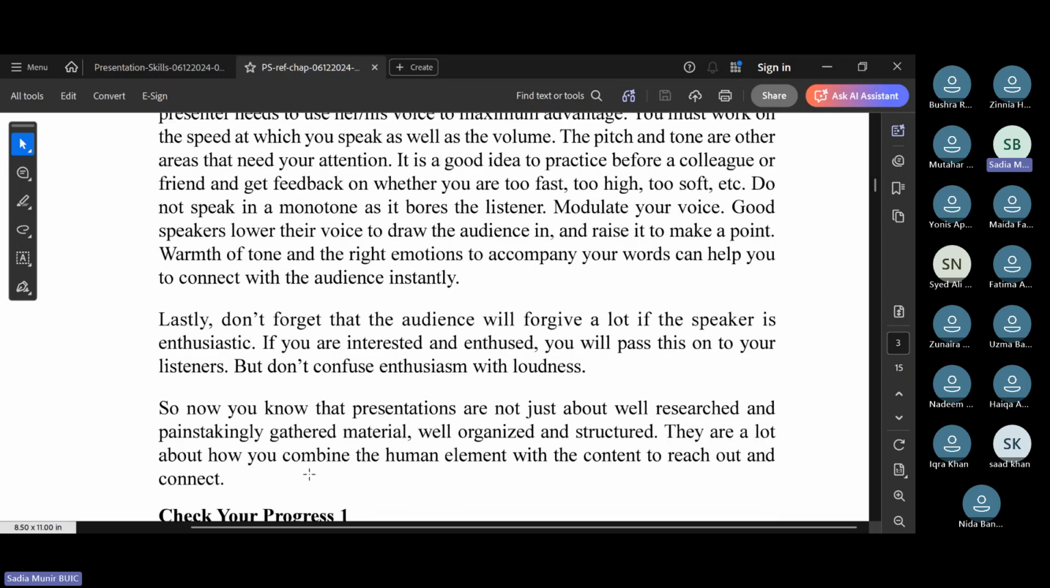Lastly, do not forget the audience will forgive a lot if the speaker is enthusiastic. If you're interested and enthused, you will pass this on, and the listeners would be interested in you. But if you're too loud or dull, जैसे उस दिन एक बच्चा प्रेजेंटेशन दे रहे थे तो वो प्रॉपरली अपना जो माउथ की आर्टिकुलेशन है, वर्ड्स को भी प्रॉपरली अटर नहीं कर रहे थे बिकॉज ही वाज सो स्कैर्ड ऑफ द ऑडियंस और मे बी ही वाज ओवरवेल्म्ड. तो उसको आपने देखना है.